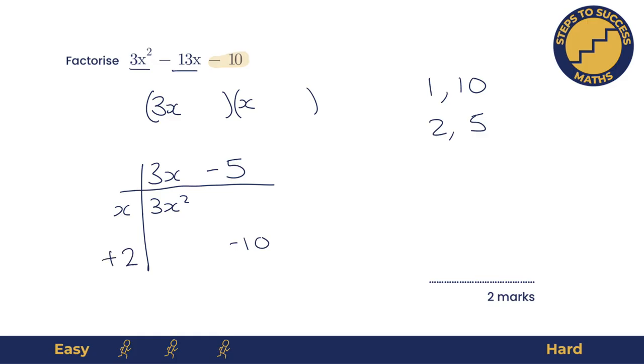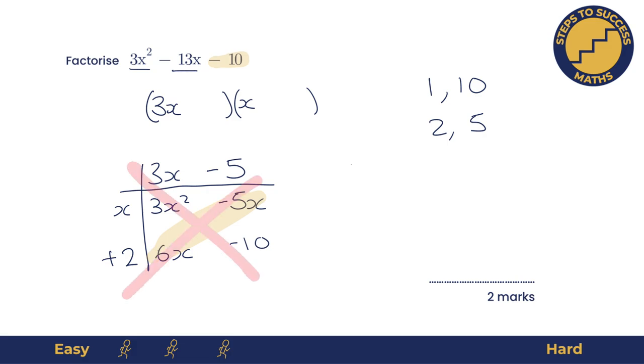And if we draw and fill in the table, we know we're going to get 3x squared and minus 10. So we need to check these terms in x. So we're going to get minus 5x and 6x. Well, they don't combine together to make negative 13. So this one doesn't work. So why don't we try it the other way round?